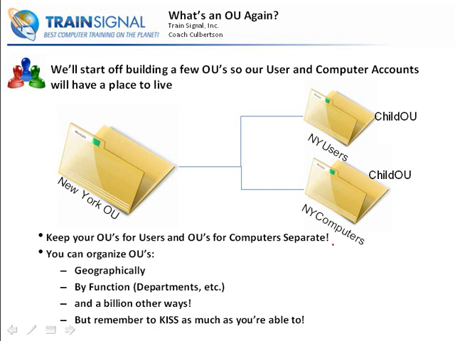Now, you can organize your organizational units any way you like. Some folks like to do it geographically. Some folks like to do it by function, i.e., the departments, what people actually do. There's a billion ways out there. If you stick 4 different administrators in one room, you'll get 8 different opinions about how you should organize your Active Directory.